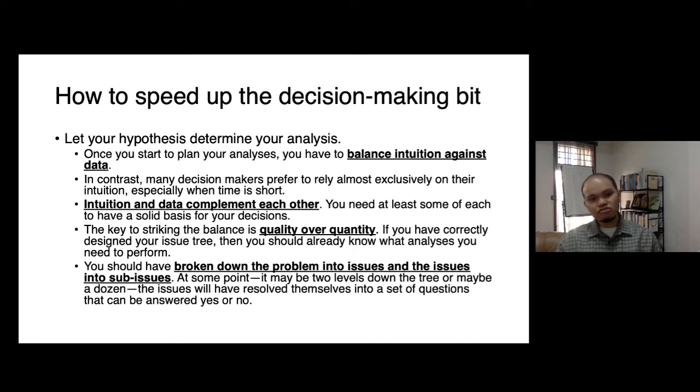So the key to striking the balance is quality over quantity. If you have correctly designed your issue tree, which we talked about in the previous lecture, then you should already know what analysis you need to perform. You should have broken down the problem into issues and the issues into sub-issues. At some point, it may be 2 levels down the tree, or maybe a dozen. It depends on how deep your tree would be, and how deep the analysis you've gone into already. The issues will have resolved themselves into a set of questions that can be answered by yes or no.